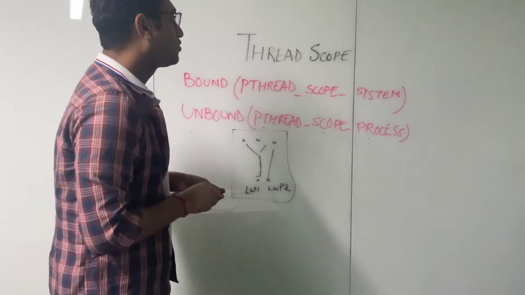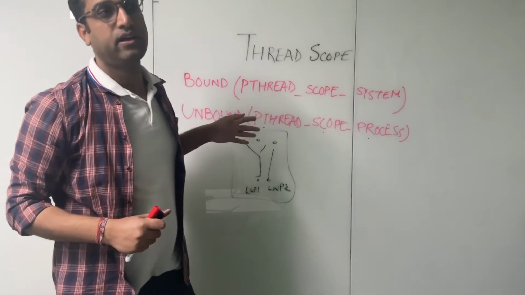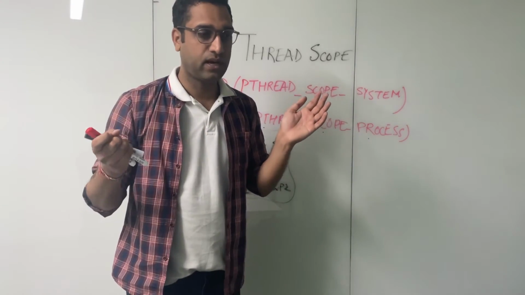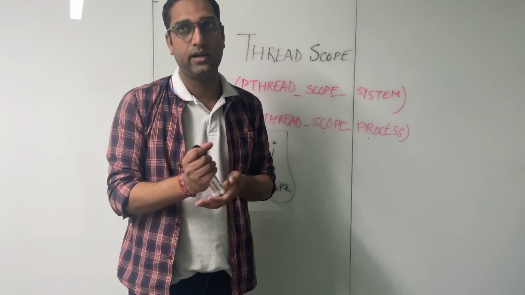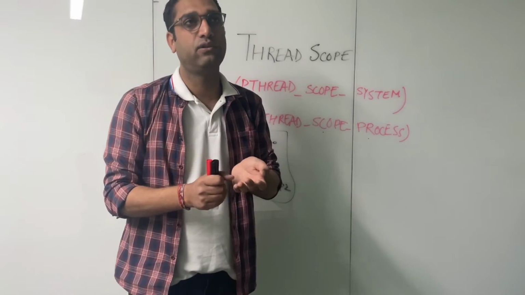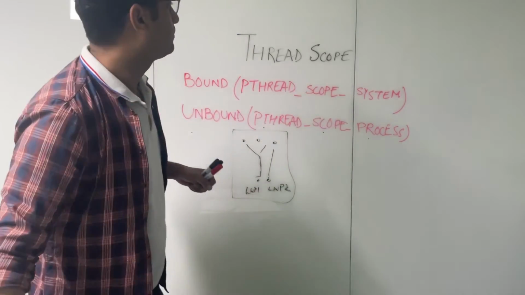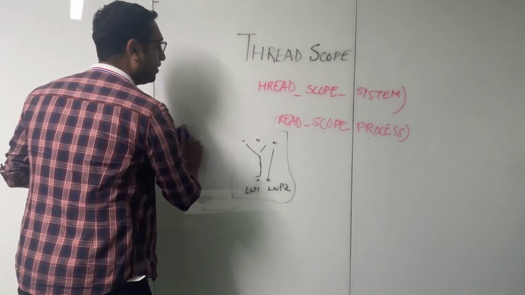So basically the thread scoping, bound or unbound, defines this behavior, wherein the newly created thread will either compete with the other threads in its own process, or act as a separate entity in the eyes of the scheduler to be scheduled. So that's how this works. And moving on, I hope this was clear.